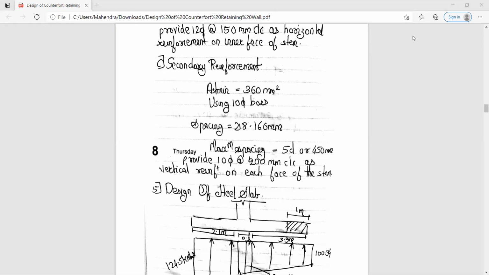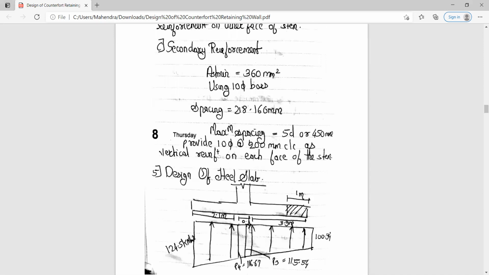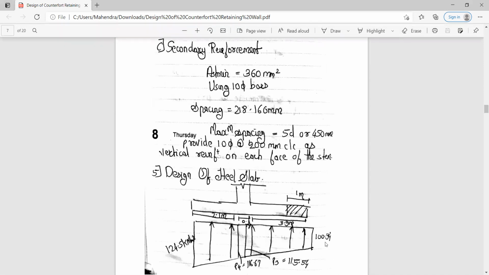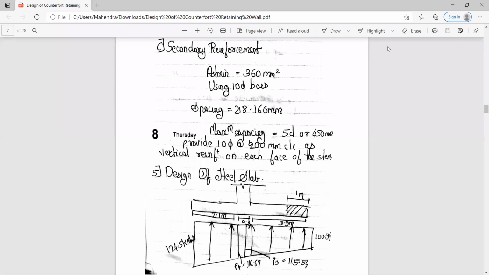Now from today we are going to start with the design of the heel slab. So as you can see over here, the pressure P1 and P2 already you had calculated previously. So P1 comes up to be 124.5 kilonewton per meter square and P2 is 100.94. Then P3 you get is 115.54 and P4 you get it as 116.67. So just draw the diagram for the heel slab. Then we'll proceed for the design for the heel slab.